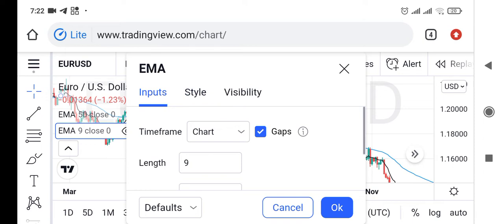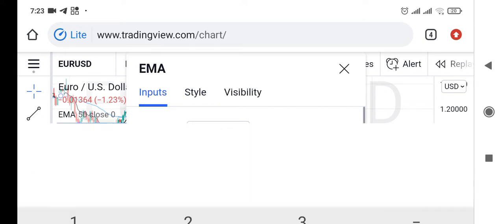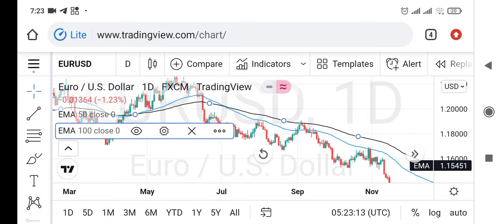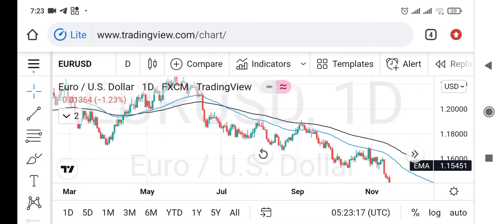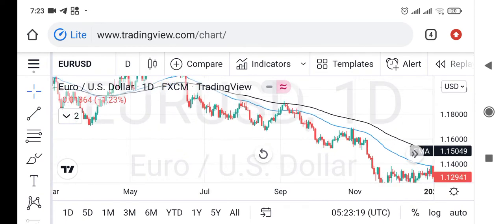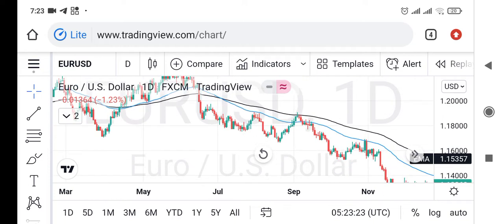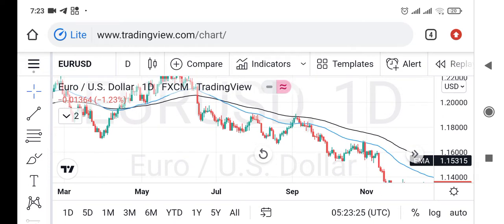Now this is the length. Yeah, and it's now the average closing price. Yeah, candlesticky. So I will choose the average closing price of 100 candlesticks and I click OK. So as you can see, it's the 50 EMA, which is blue, with the 100 EMA, which is now black.